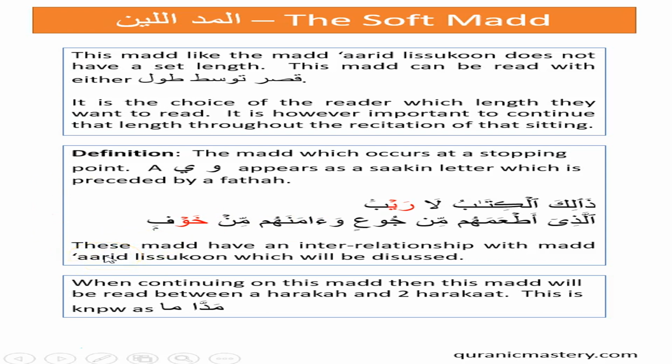Now, one other important thing to consider is that this maddul-lin has an interrelationship with the mad arid al-sukun, which will be discussed. And another thing that we mentioned previously is that when we're coming to the maddul-lin, when continuing on, this mad will be read between a haraka and two harakat. So between one haraka and two harakat, this is known as madda ma. So this is la rayb min khawf. That's not one haraka, but it's neither two harakat. That's if you're continuing. If you're stopping, then it's qasr, tawassut, or tul.